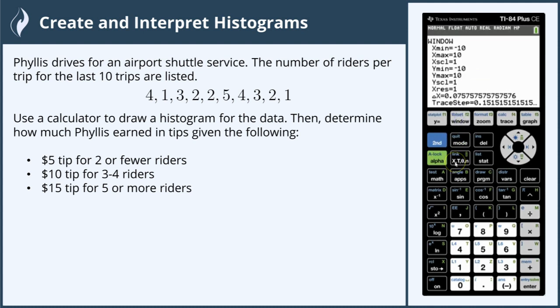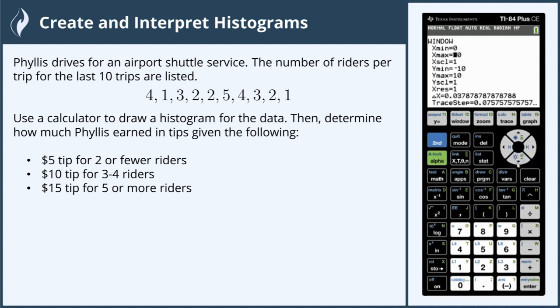And now we'll go into our window, and we want to pick a window that makes sense for this data. Our smallest value is 1, our largest value is 5, so we want to pick values that go around that. So we're going to start with 0 because 0 is just a little bit less than the minimum number of people that were on a trip. And we want to make sure that we're including that as a possibility because it's possible to have 0 riders on the trip as well.